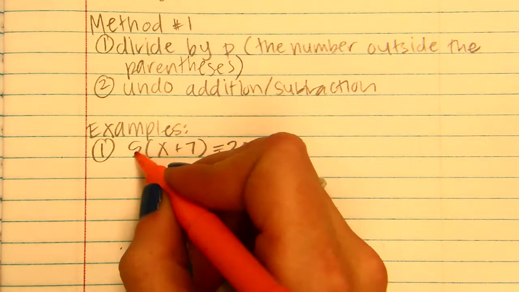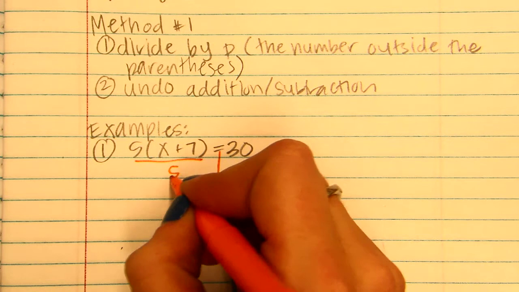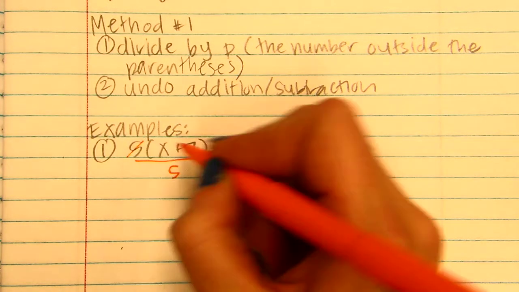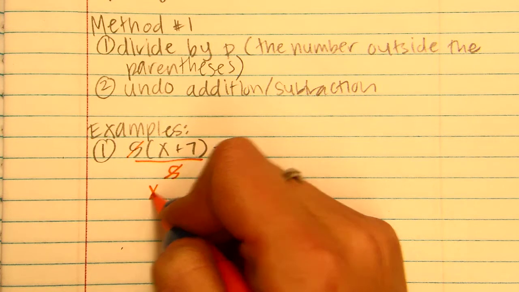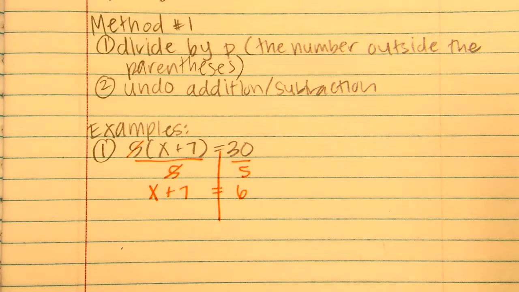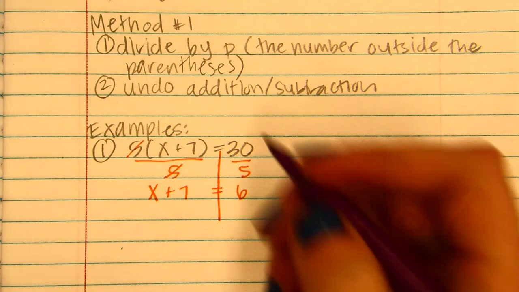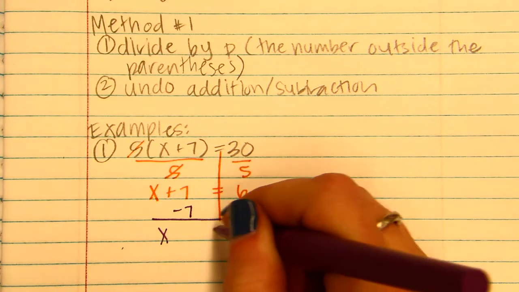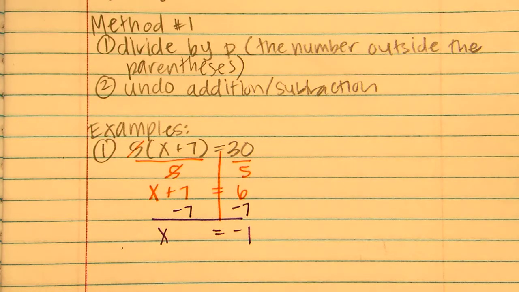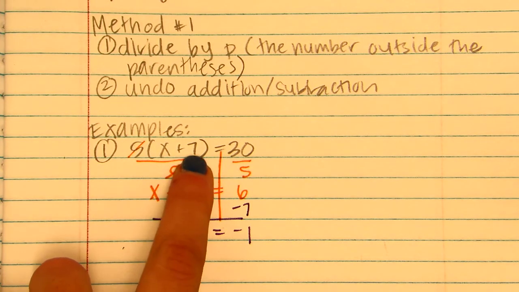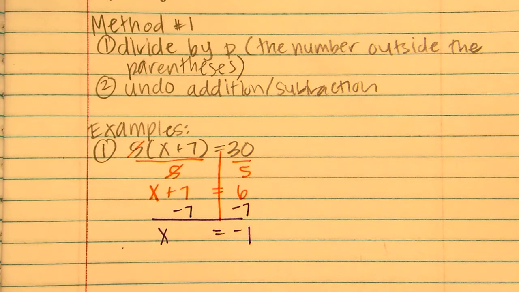So that's 5 times this whole thing, so we'll divide the whole thing by 5. If I divide this side by 5, I have to divide this side by 5. 5 divided by 5 is 1, so I just have x plus 7 equals 30 divided by 5 is 6. And we have to undo adding 7 to get the x by itself, so we'll subtract 7 from this side and this side, so we get x equals -1. Then if we check our work, we'd plug -1 back in here. -1 plus 7 is 6. 5 times 6 is 30.